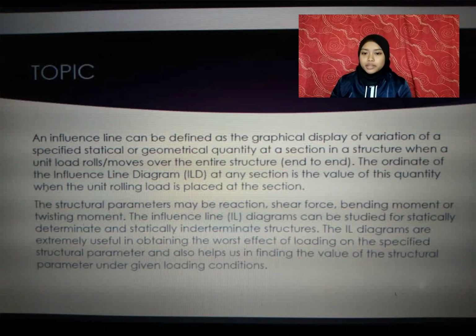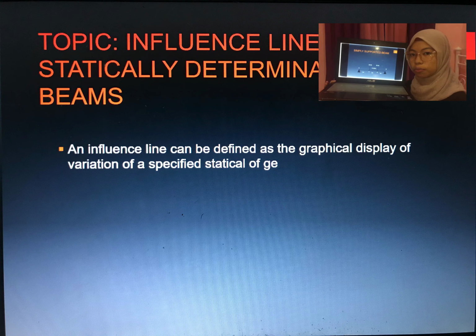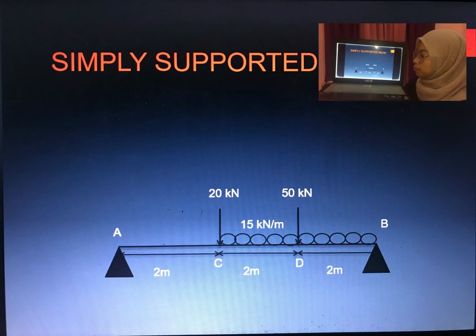The influence line diagram can be studied for statically determinate and statically indeterminate structures. The IL diagrams are extremely useful in obtaining the worst effect of loading on the specific structure parameter, and also help us in finding the value of the structure parameter under given loading condition. So, this is one example of a simply supported beam. The diagram is shown in the PowerPoint.